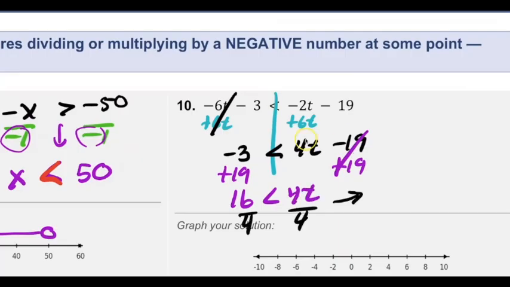If you notice, I have not divided. I haven't done this yet. So let's divide by 4. So I get 4 is less than t. Now, if you notice, I didn't divide by a negative. This was divided by 4. That didn't happen anywhere. So this is my answer.